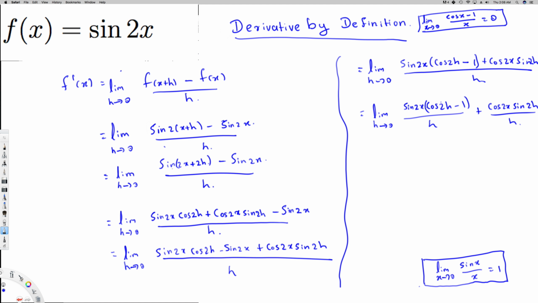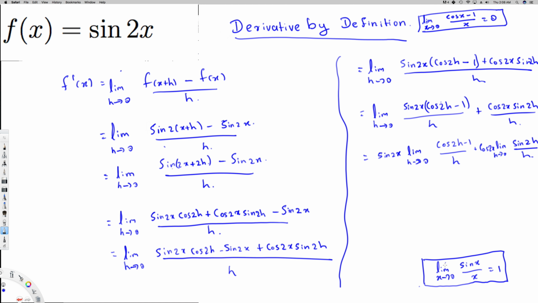Since we are only dealing with the h, I can bring the sine 2x to the front of the limit. So it's going to become sine 2x times the limit as h approaches 0 of cos 2h minus 1 over h. And here, since I am dealing with the h, I can bring cos 2x in front of the limit. So it's going to be cos 2x times the limit as h approaches 0 of sine 2h over h.